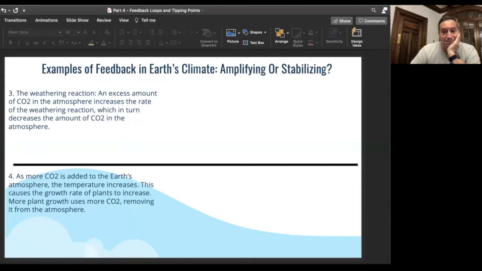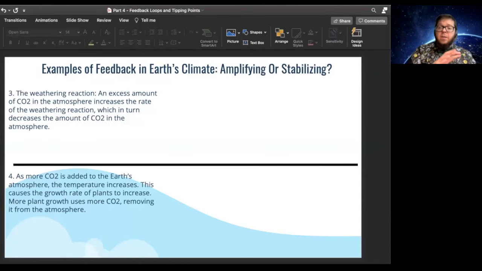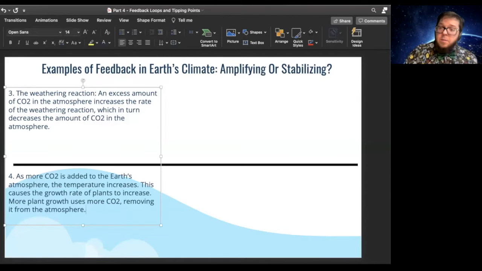Stabilizing. This is a stabilizing feedback, right? We gave the Earth a nudge by putting more CO2 into the atmosphere, and the natural process has an effect of acting against that nudge, right? So this is a stabilizing feedback. It's not as strong or as fast as we would like it to be, but it is stabilizing.